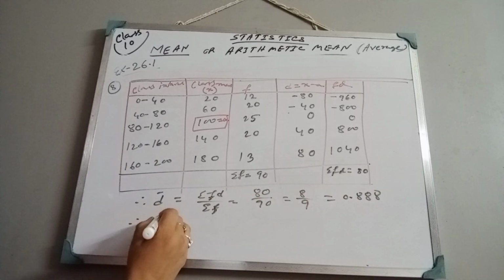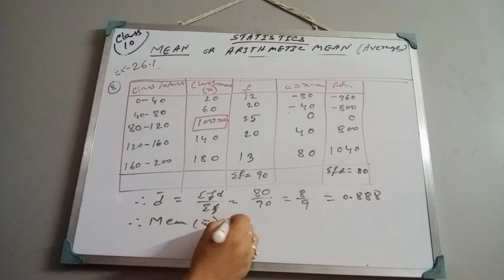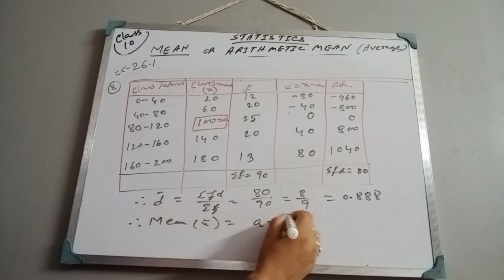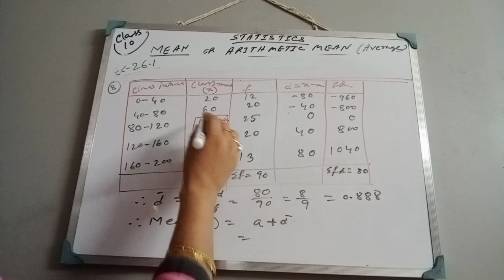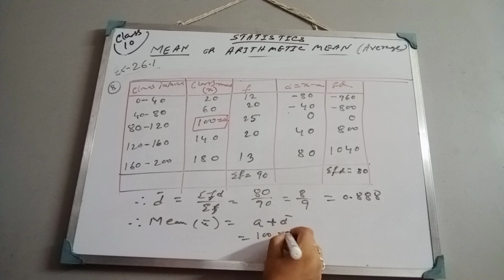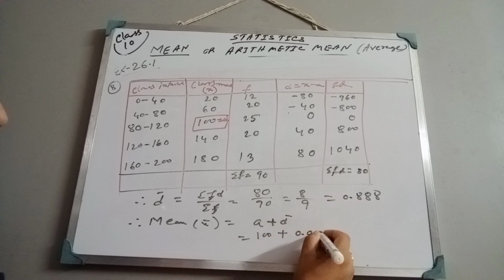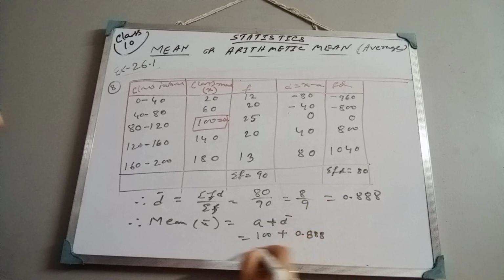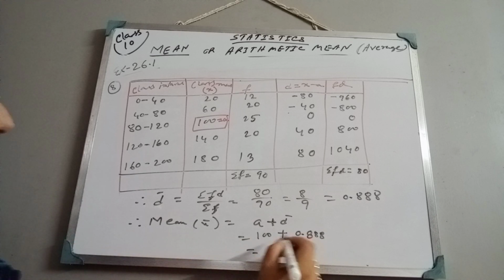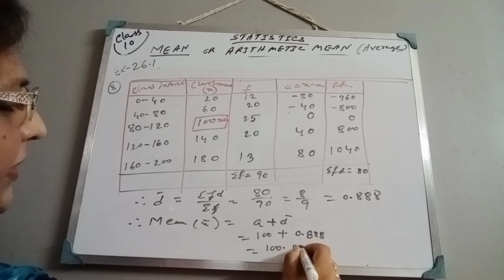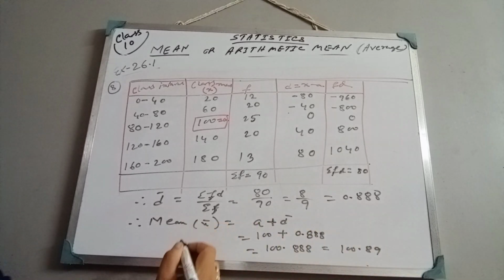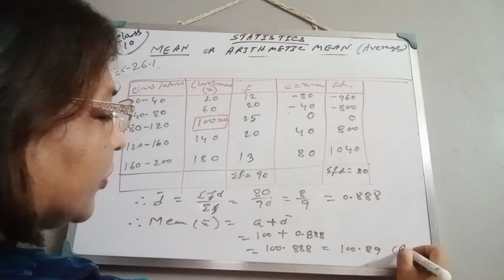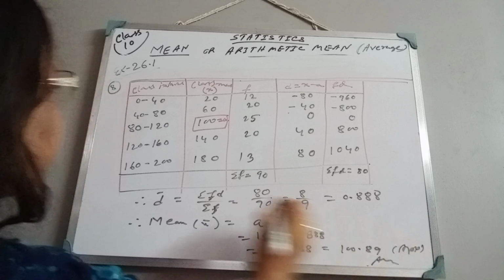Therefore, mean equals x bar equals a plus d bar. By assumed mean method, x bar equals a plus d bar. We have chosen a as 100. So 100 plus d bar, 0.888, so it is coming 100.888. We can write this as 100.89, after 2 decimal places. So it is an approximate answer. So this is the answer.